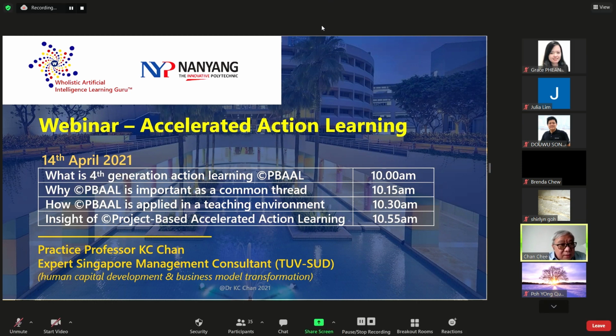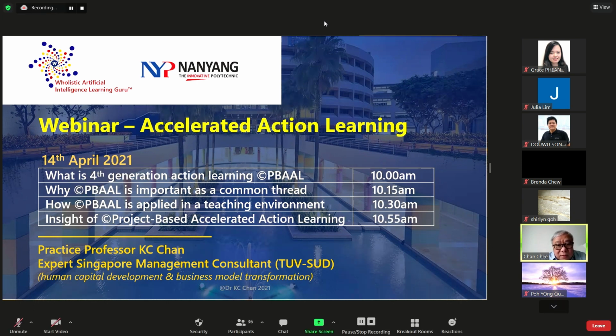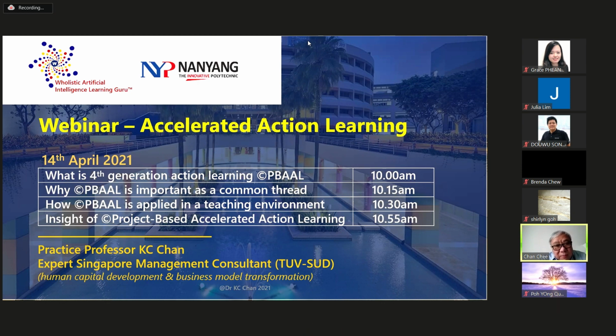Actually, it has evolved over the years since the originator, Reginald Revans, started in the 1950s. And he devoted his whole life into one subject called action learning. But over the past 40 years, it has evolved into what is now known as the fourth generation because of digital transformation. So it is an appropriate time that we should look at this from new dimensions.